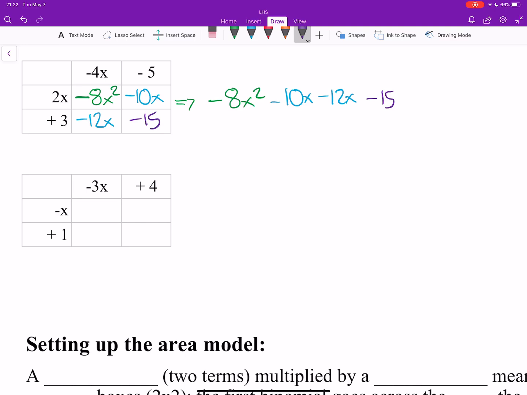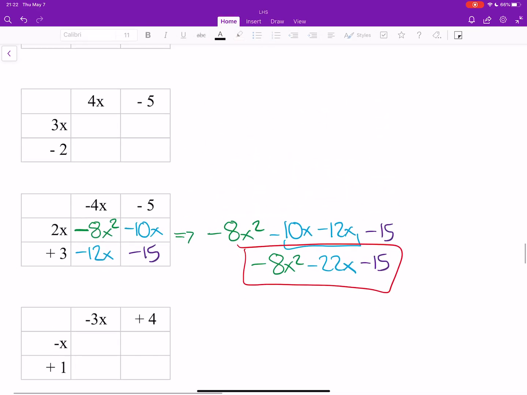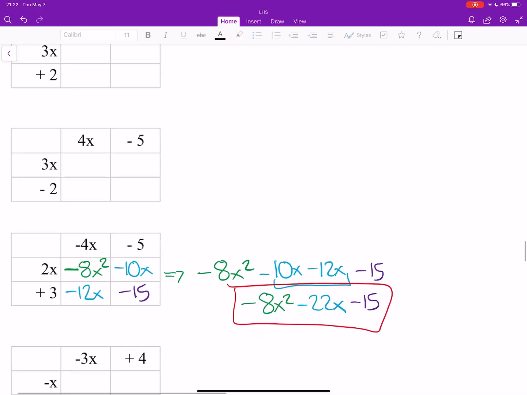Whole lot of negatives going on in this particular one. Bring down that negative 8x squared. Let's combine these like terms in the middle. They're blue. They're x's, so I can combine them, right? Apples to apples. A negative 10 of something minus 12 of something is negative 22 of that something, or negative 22x. Bring down my negative 15 and box that because that's our final answer there. Those are pretty standard.